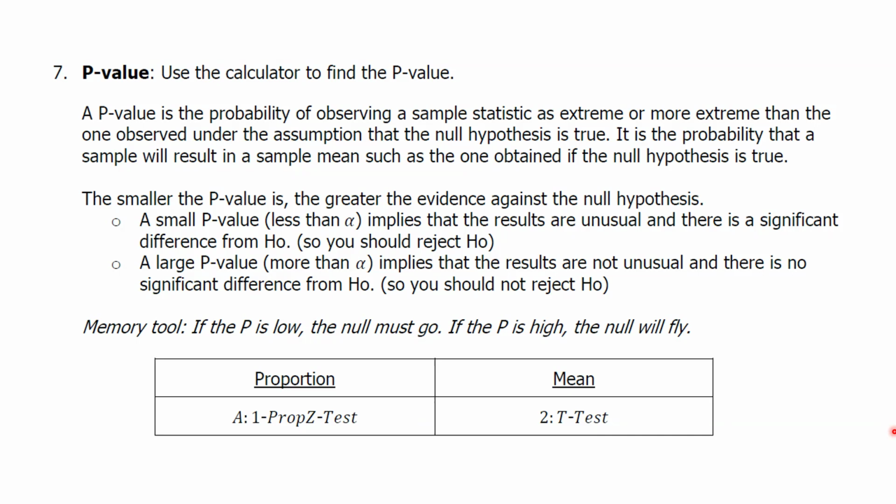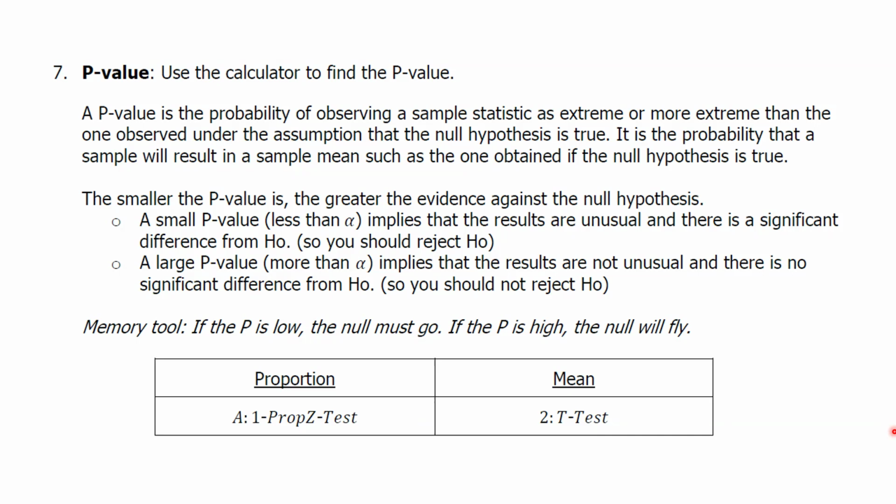A large p-value, more than alpha, implies that the results are not unusual and there is no significant difference from the null, so we should not reject the null. A memory tool is: if the p is low, the null must go. If the p is high, the null will fly. So for proportion, we'll use the one-prop z-test, and for the mean, we'll use the t-test to help us find our p-values.